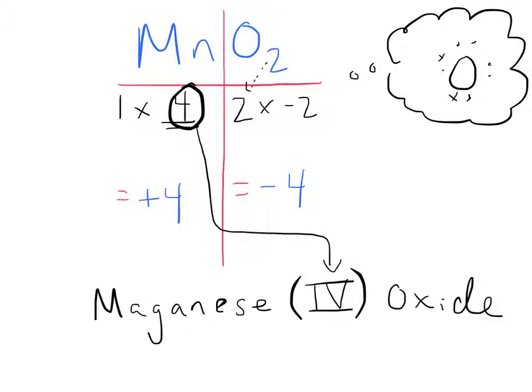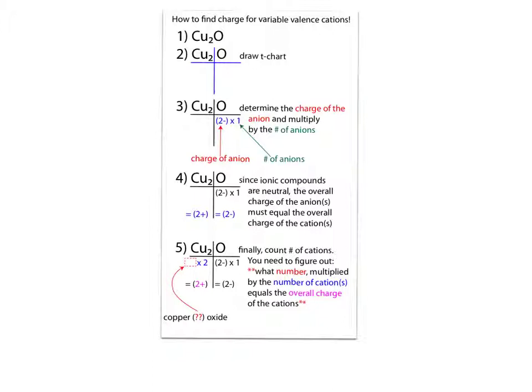When I have this posted on the nice table, and this table helps you kind of summarize what we've just done here. So you can see the steps that we do when we want to find the charge for a variable valence cation. So you see there's the formula copper 2 oxide right there. You can see I draw my T-chart, and then I go through my steps right there. You'll notice the steps are color-coded as well, so when I say charge of the anion here, there's what I'm talking about, and the number of anions, I talk about the overall charge on both sides.